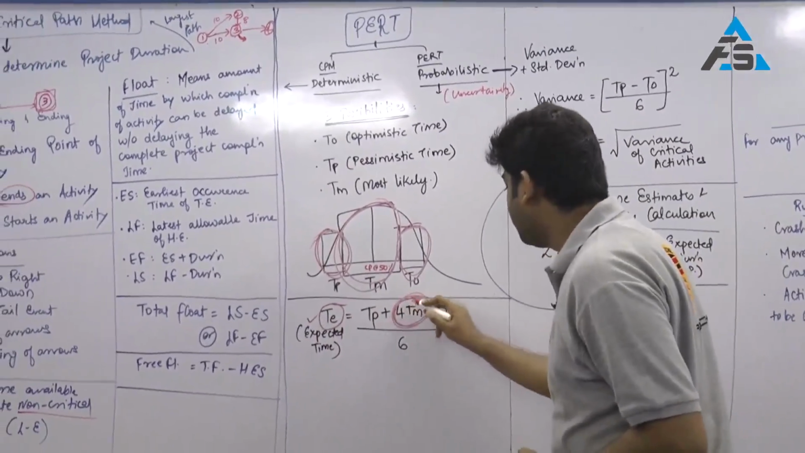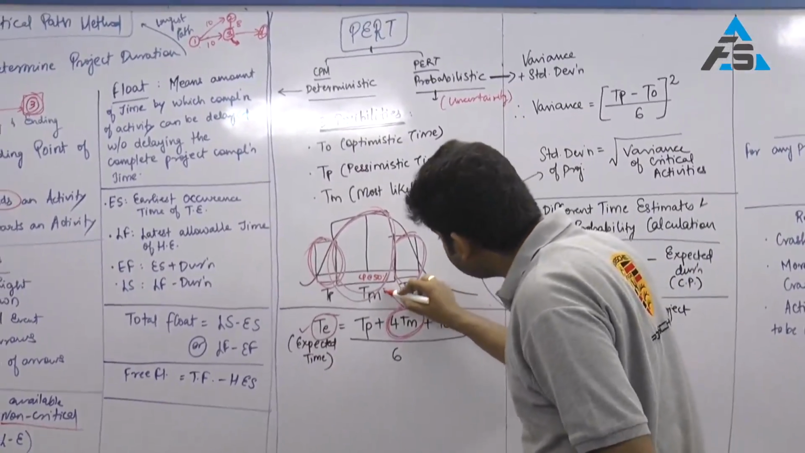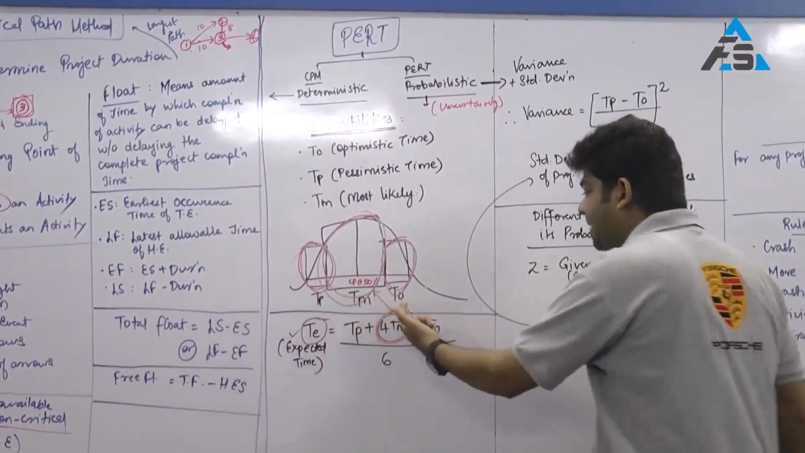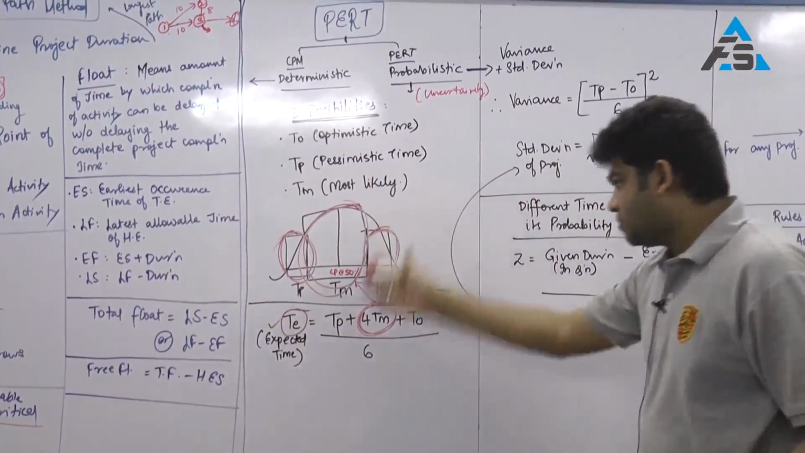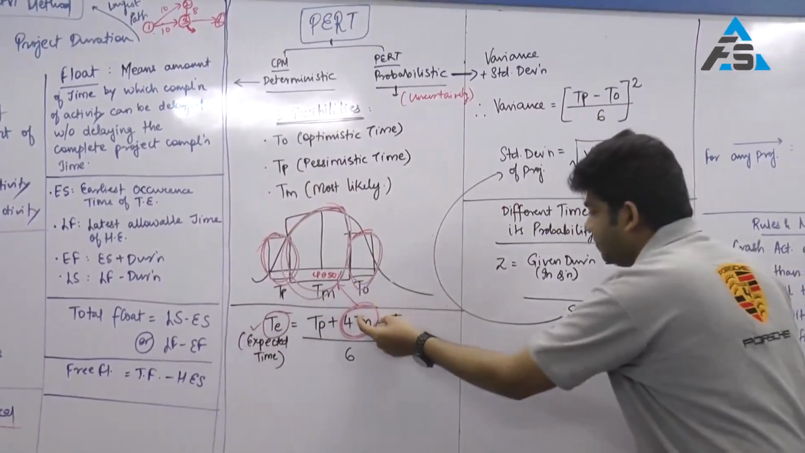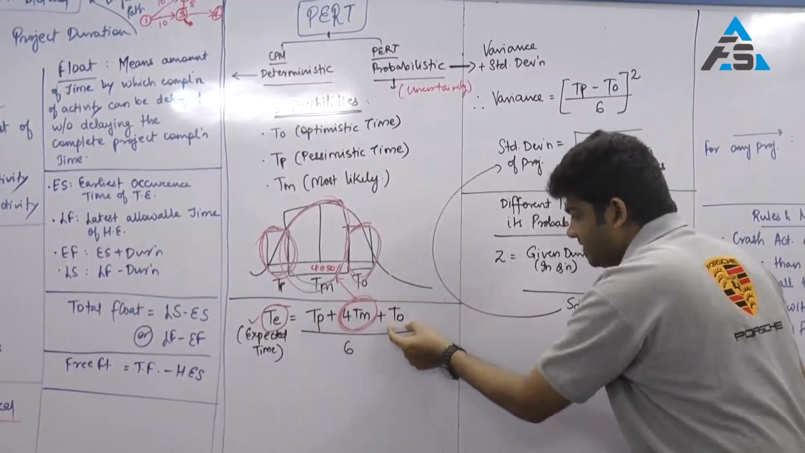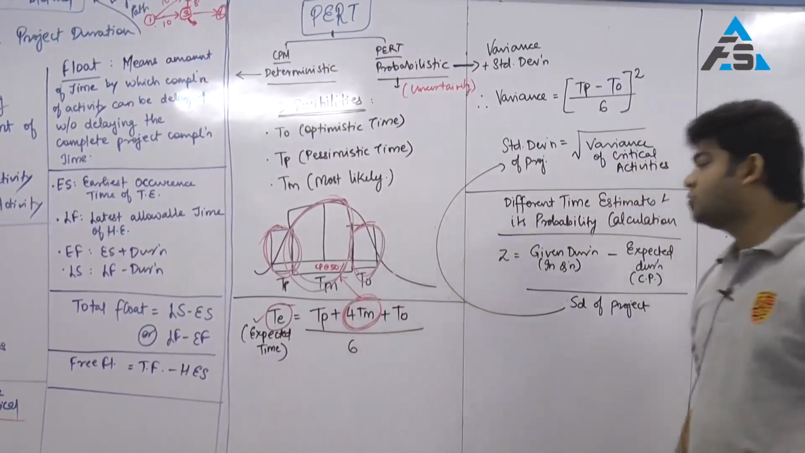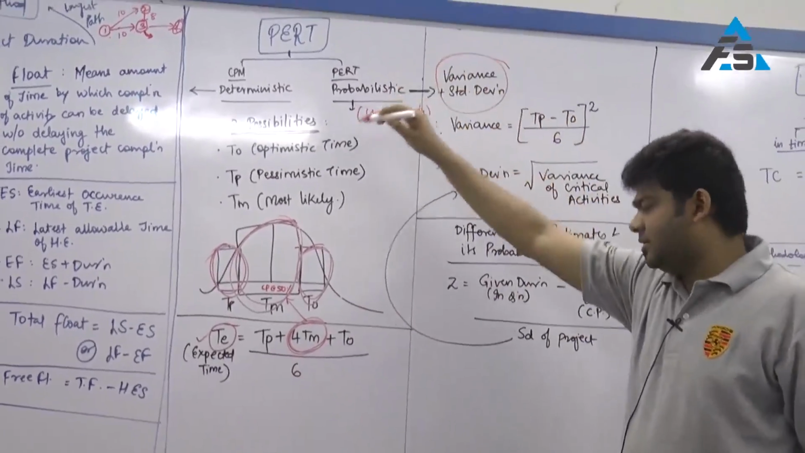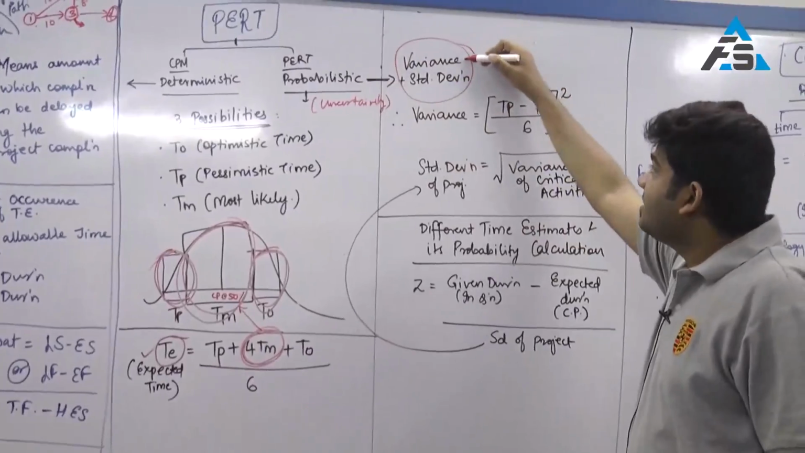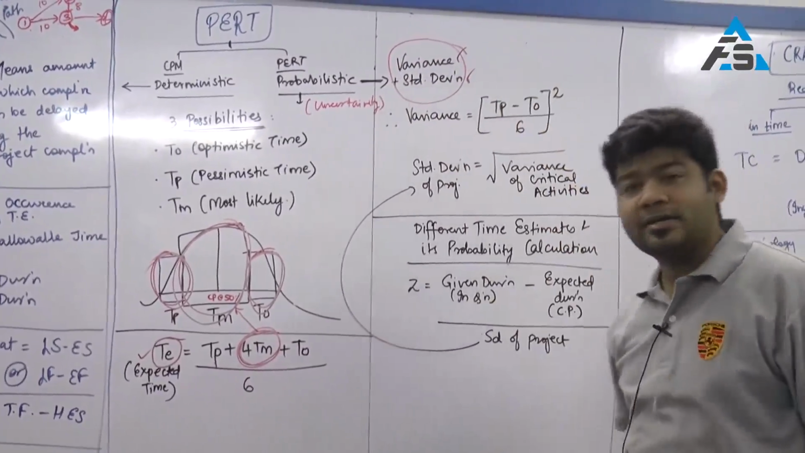Chances of TM are much higher as compared to TP and TO as per this normal distribution table. So that is the reason this has a weight of 4, this has a weight of 1, this has a weight of 1, and therefore the total works out to 6. Now obviously, since probability is involved, there will be variance, there will be standard deviation.